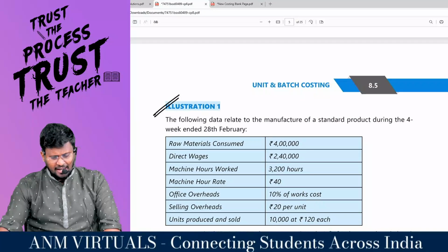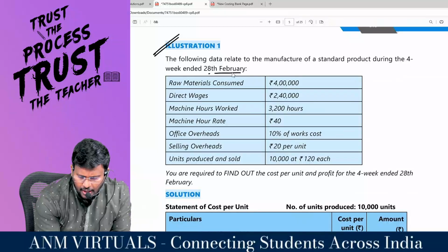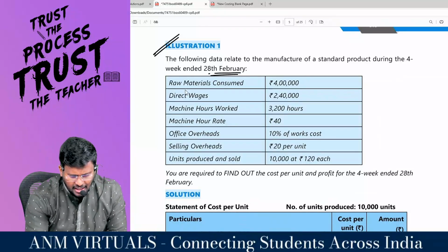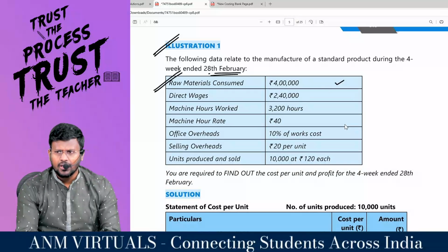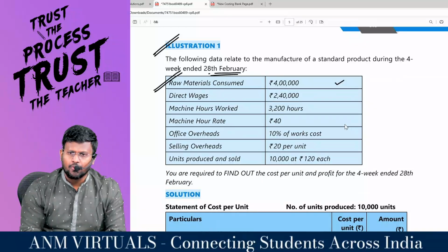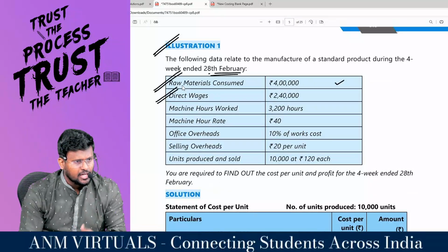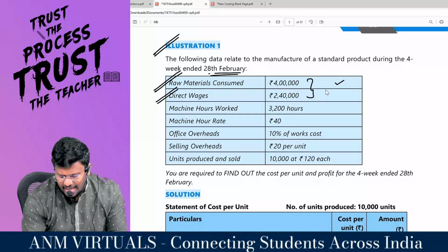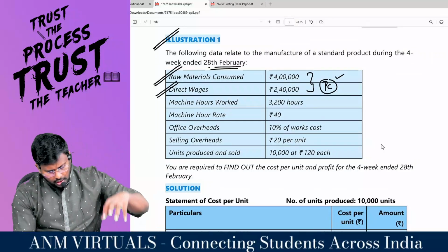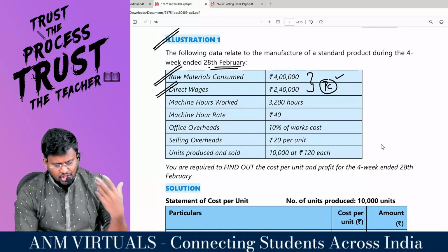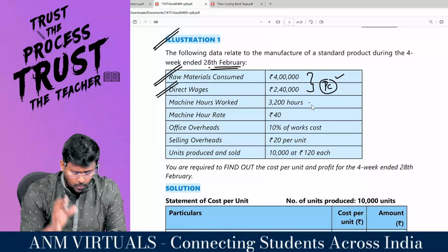The following data relates to the manufacture of a standard product during the 4 weeks ended 28th February. Raw material consumed is 4 lakh. This is the first item of our cost sheet. Direct wages is 2,40,000. This is the second item of our cost sheet. If you add these, you will get the prime cost. Sir, in order to do this job, machine hours worked is 3,200 hours.